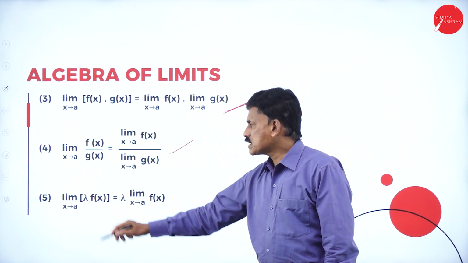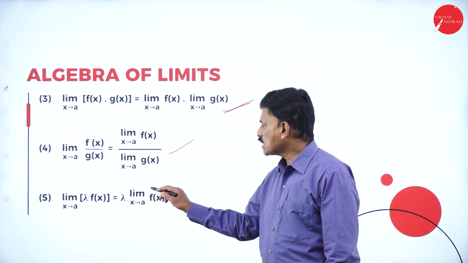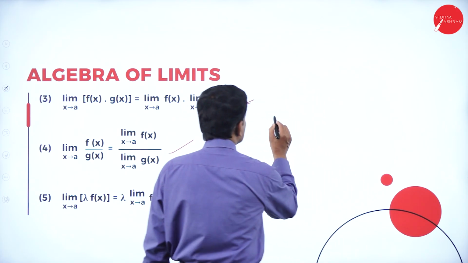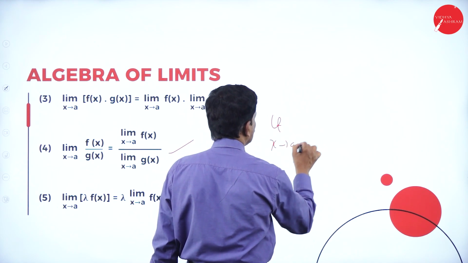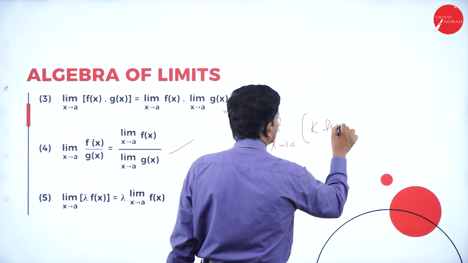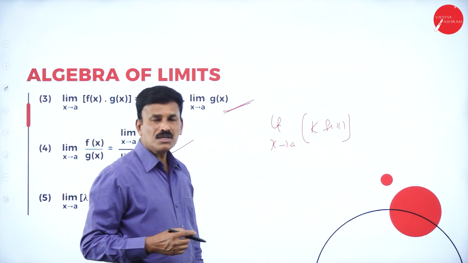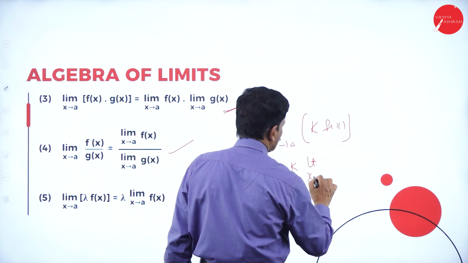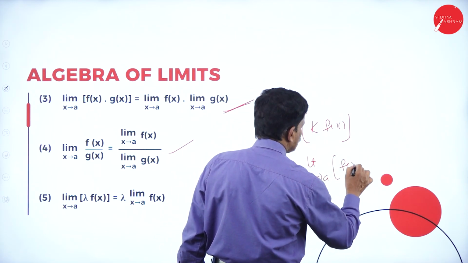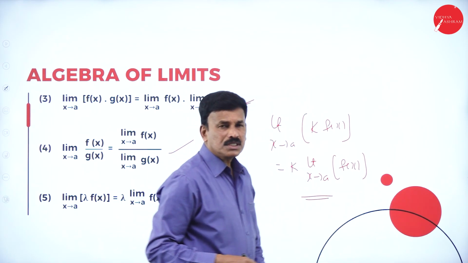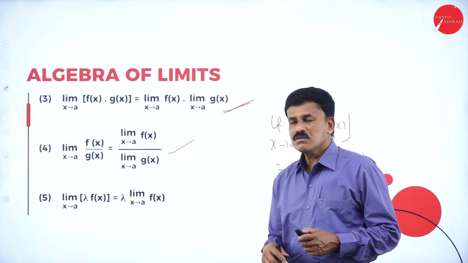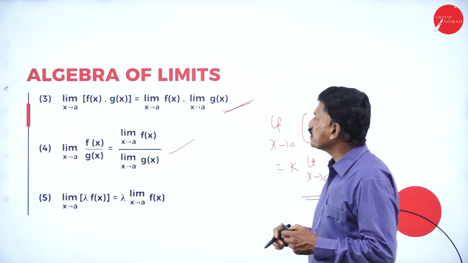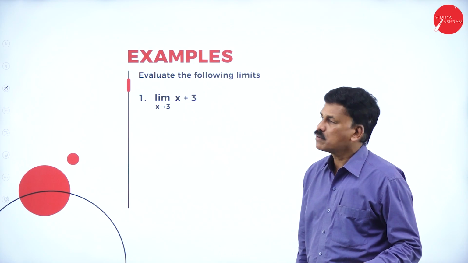Similarly, limit x tends to a of lambda into f(x) means lambda is kept constant and we apply the limit for the function. We can also write limit x tends to a of k into f(x), where k is a constant. If a constant into a function is there, you can remove the constant and apply the limit for the function, limit x tends to a of f(x). That's it. So this is how we apply limits for algebraic functions, and these are some important basic rules of limits. But let me explain with an example.